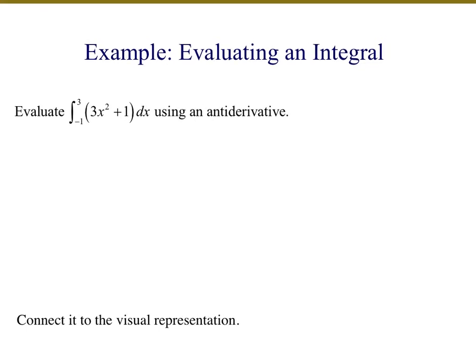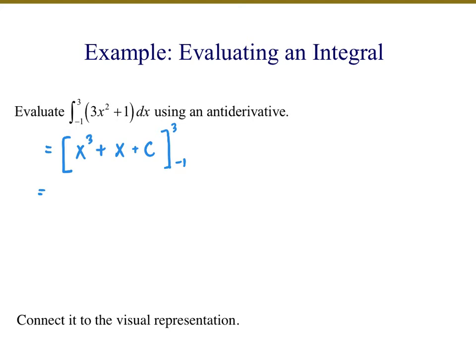So here is the example of a parabola. It's a parabola of 3x squared plus 1. We want to go from -1 to 3. Because it's curved, we can't do geometry, so we'll use the concept of an antiderivative. So in a bracket, we're going to put the antiderivative of 3x squared, which is x cubed, plus the antiderivative of 1, which is the value x, plus the constant c, evaluated starting at -1 and ending at 3.